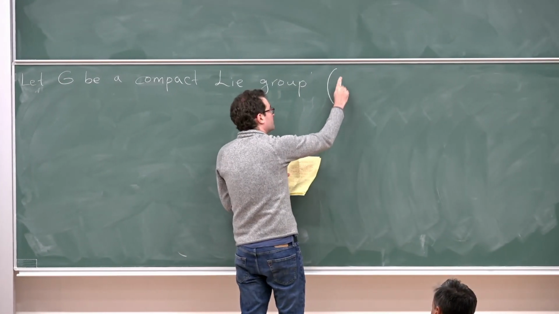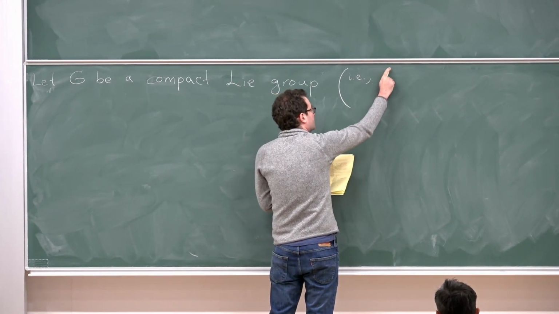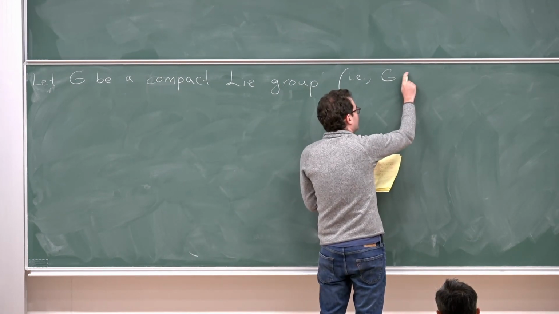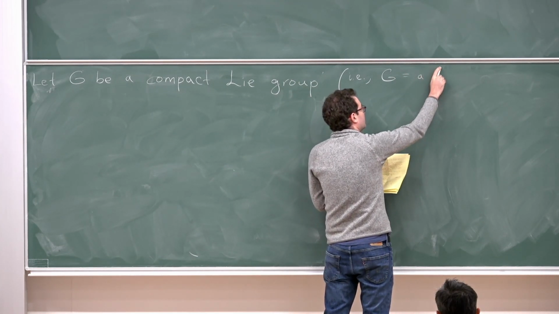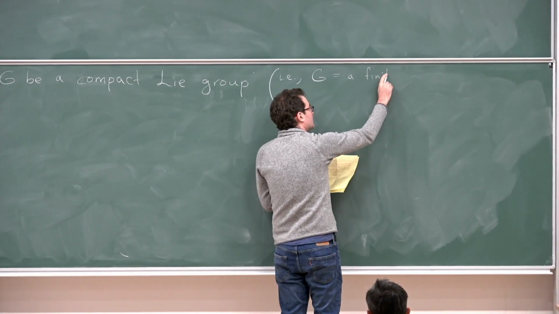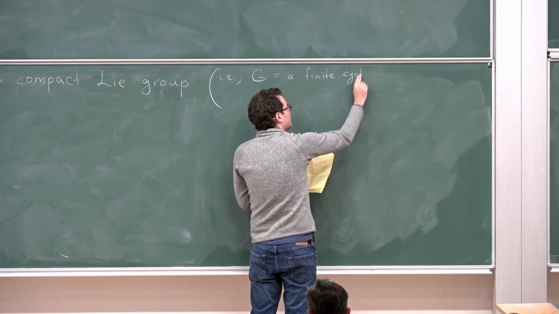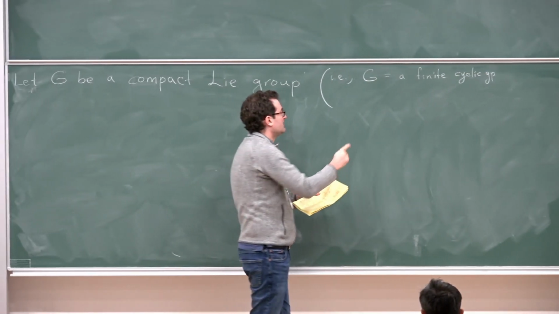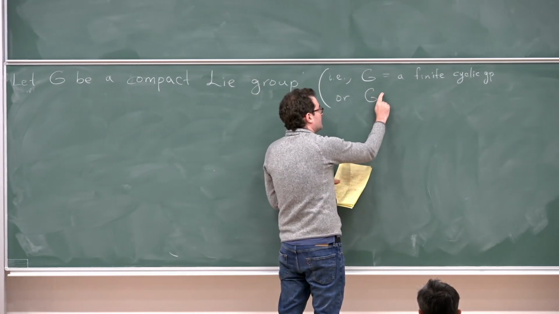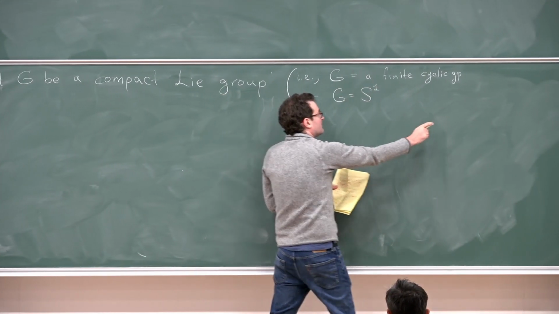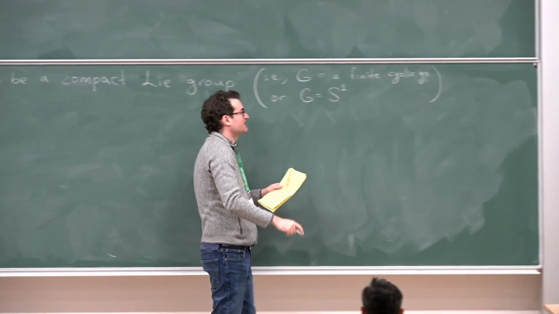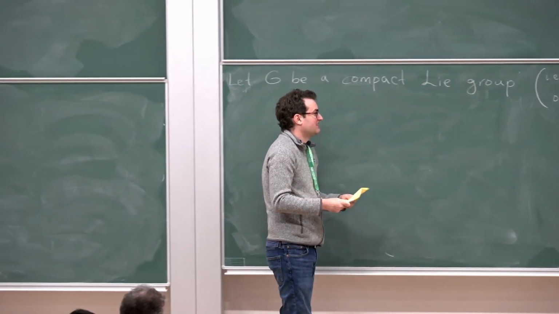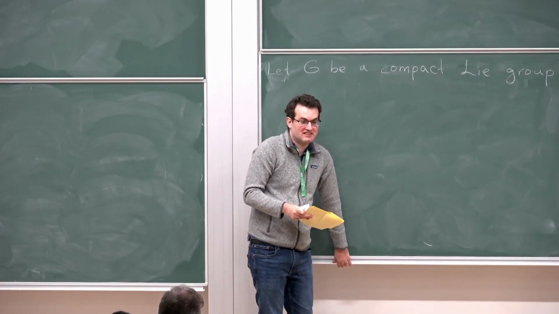And for me, and for much of this talk, G will often be a very simple compact Lie group, maybe something like a finite cyclic group, even a finite cyclic group of prime power order, or maybe G equals the circle. So in my limited experience, 90% of the time I'm working with one of these groups.